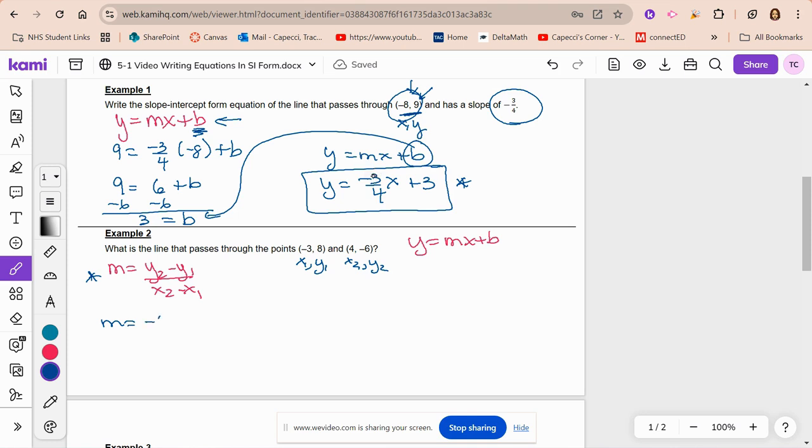So I have slope is equal to negative 6 minus 8. And then I have 4 minus a negative 3, which gives me 4 plus 3. So I have negative 14 over 7. So my slope is negative 2.